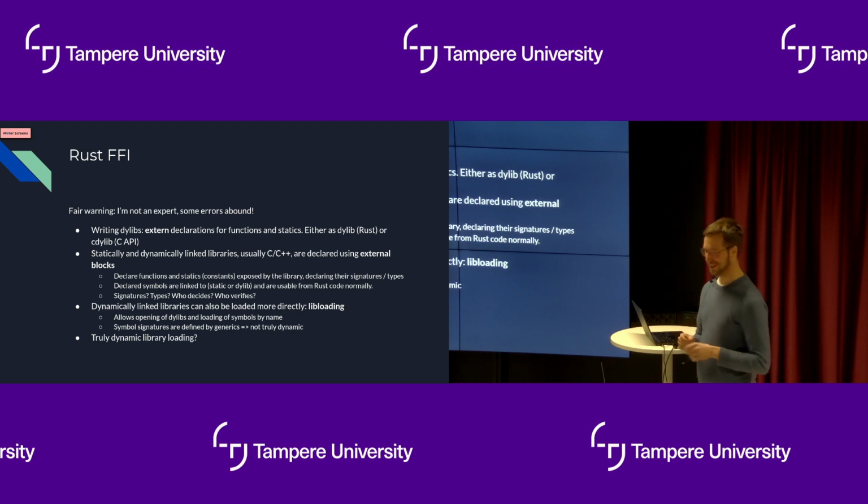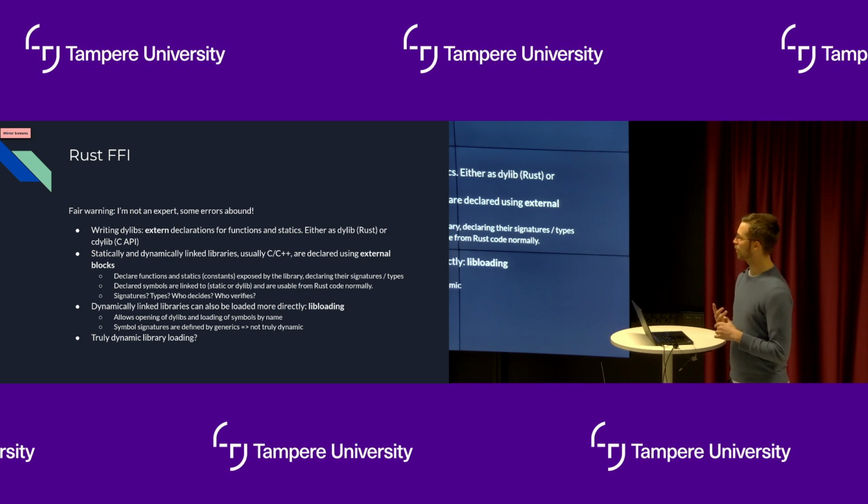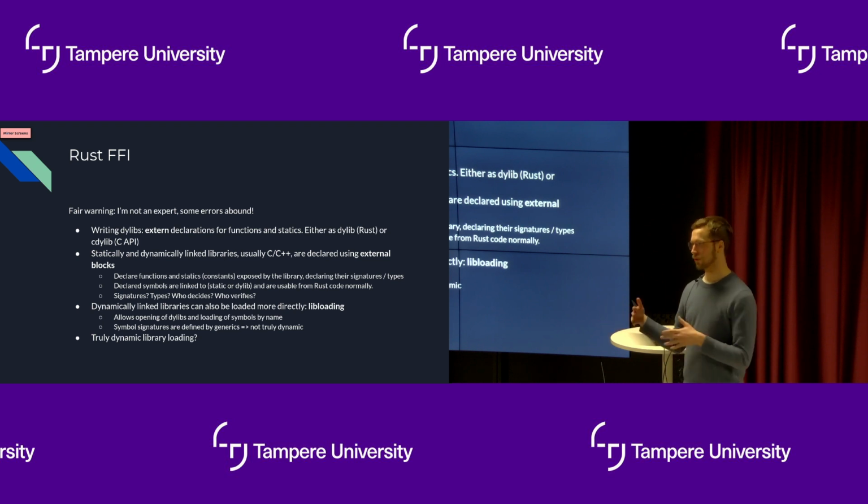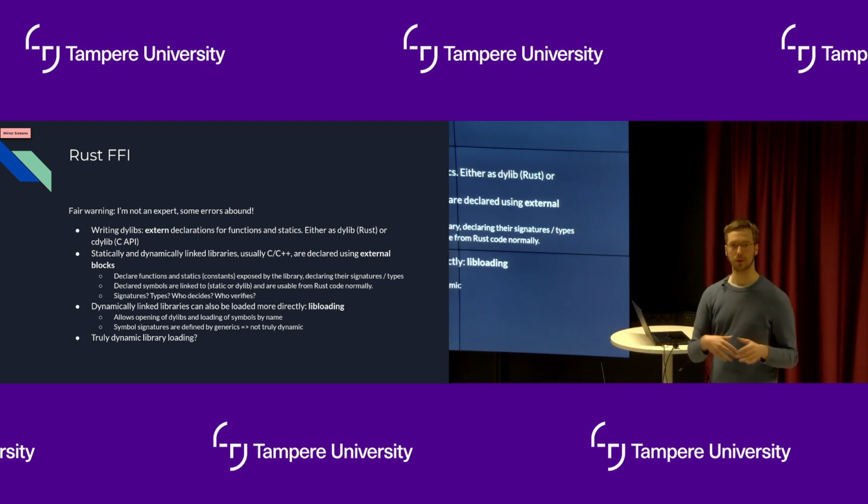Then, of course, you can do dynamic linking at compile time, or you can do dynamic linking dynamically with, for instance, libloading, the Rust crate. There you can give a name or file path to a dynamic library, and then you explain which symbols, so functions or statics, you want to take out of that library.